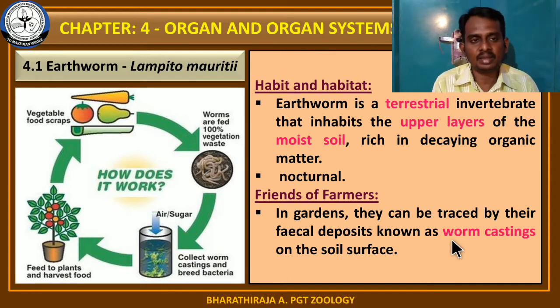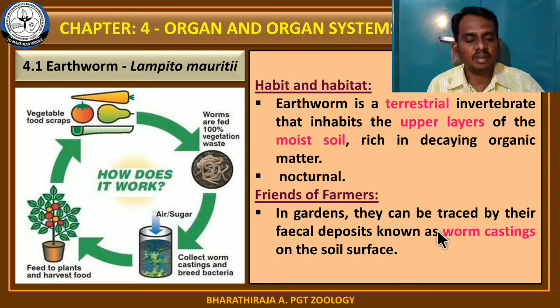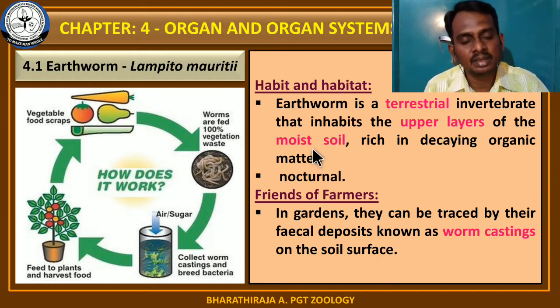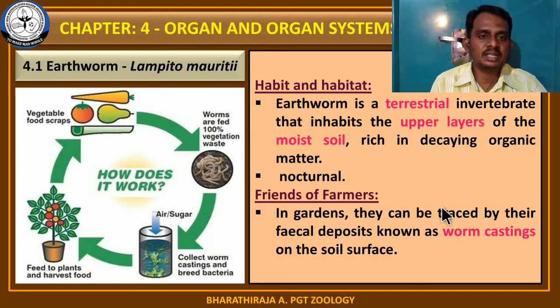Can we write the 2 marks? Why do they say so? Because they feed on decaying organic matter and release the fecal matter on the surface of the soil. This fecal matter is normally called a worm casting. This worm casting contains some essential nutrients for plant growth. That is the reason earthworms are called friends of farmers.